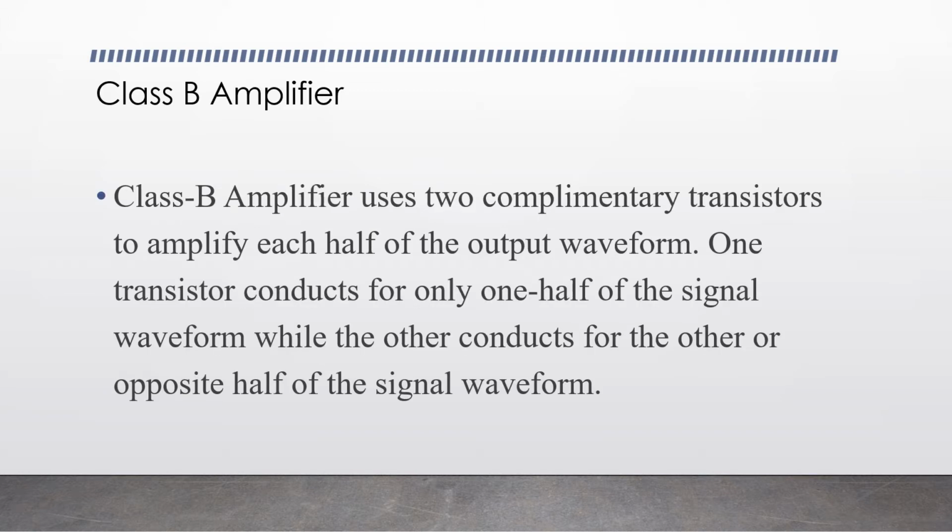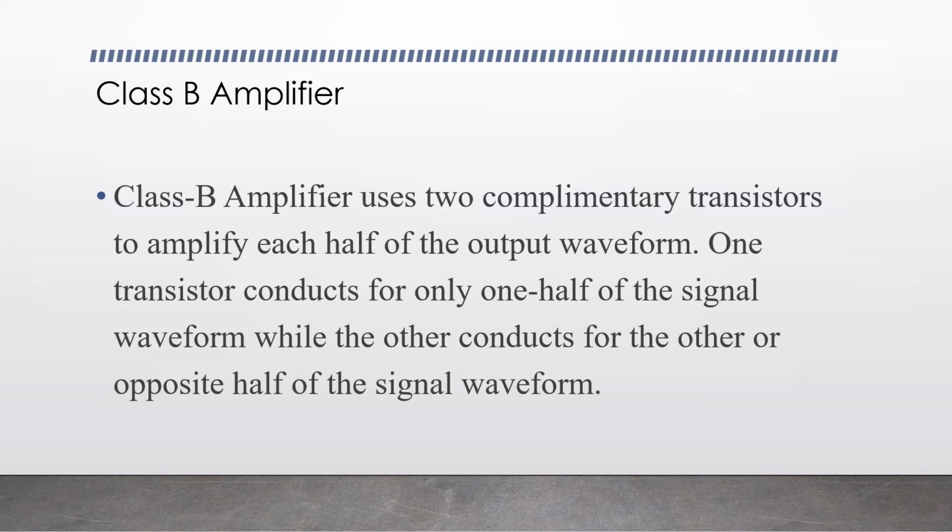Class B amplifier uses two complementary transistors to amplify each half of the output. One transistor conducts for only one half of the signal, while the other conducts for the other or opposite half of the signal waveform. Each transistor spends half of its time in the active region and half its time in the cutoff region, thereby amplifying only 50% of the input signal in one half.